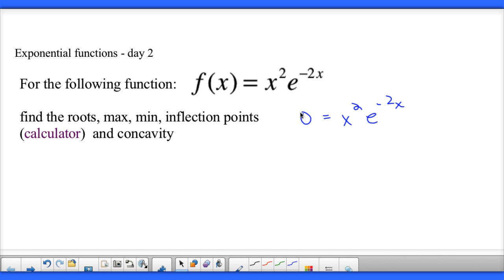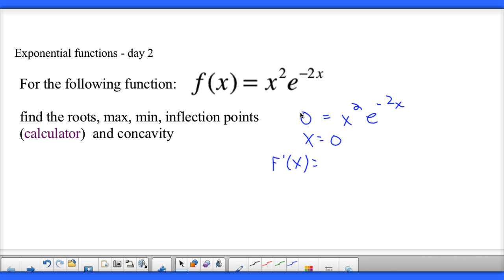What's going to make this function equal to 0? Well, there's nothing for the e to the negative 2x to make that 0, so this will only happen when x is 0. It looks like we're going to have an x-intercept there. Now, to find the max and mins, of course, we have to do the derivative.